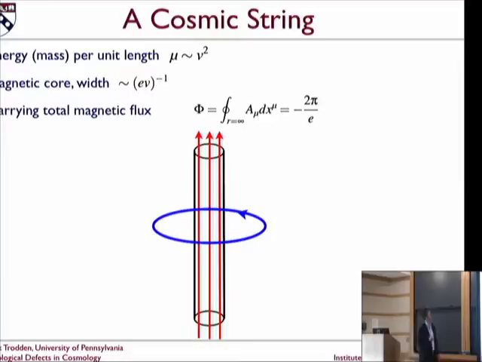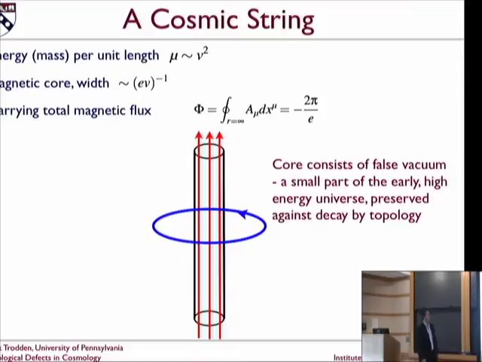And it turns out that the string carries a total magnetic flux, which you can find by integrating the gauge field around a loop far away from the string. And that's given by some quantized amount. Well, in this case, it's given by 2 pi over E, since it's a winding one string. So these are strings with magnetic flux in the core and a winding in phi. Okay. So the core consists of false vacuum, and as I said earlier, it's a small part of the early high-energy universe that's preserved by the topology here.